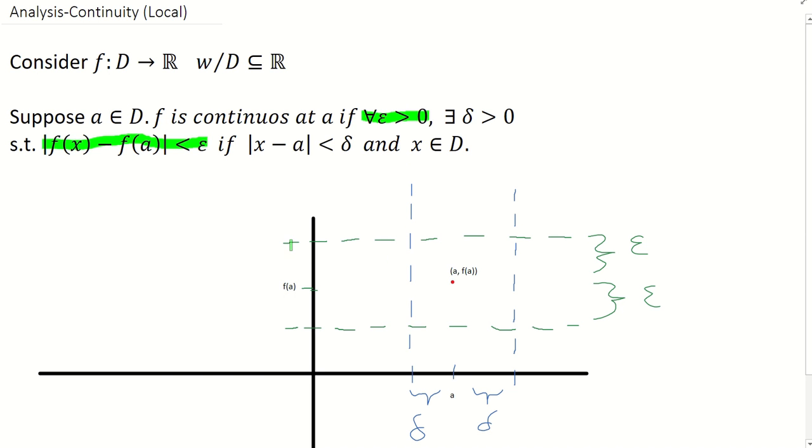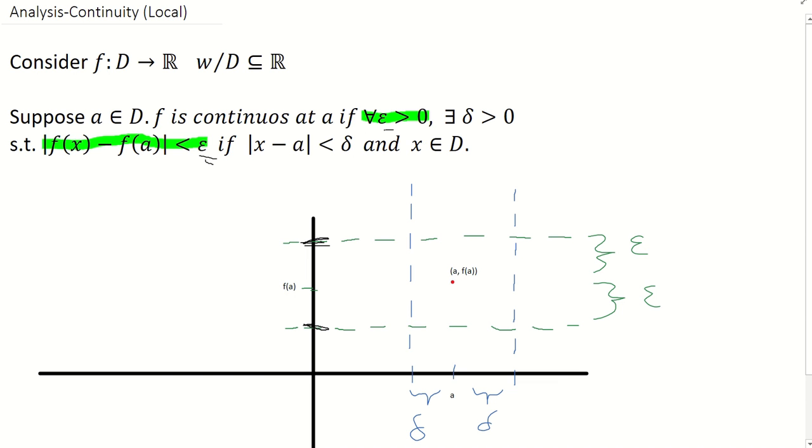And so what that means is you have your f of A over here on this axis. And let's say you choose f of x to be right here, or you choose f of x to be right here. So the positive and the negative iterations of f of x. So that makes that f of x minus f of a absolute value difference to be this or to be this. And in either case, the biggest that can be here is epsilon. But epsilon is something that you're able to change.